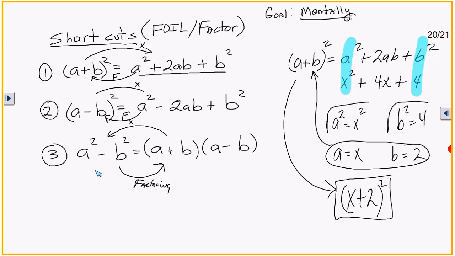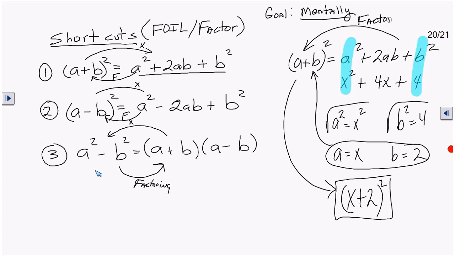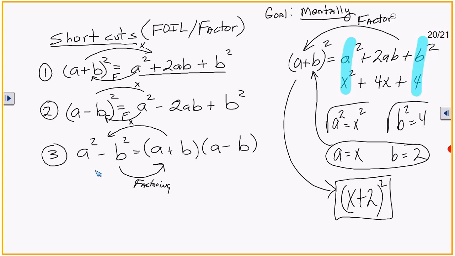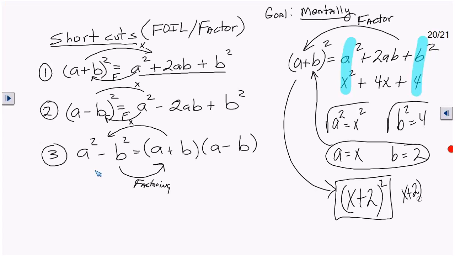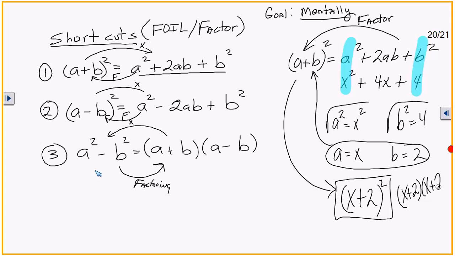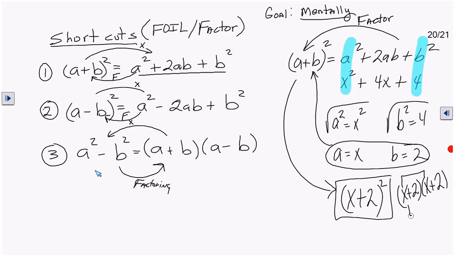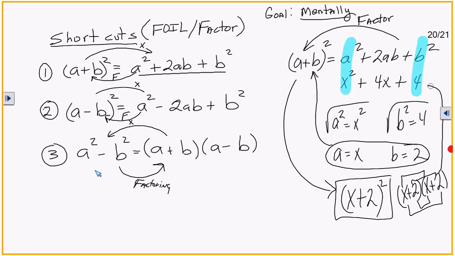Now, what did we do here? We took this and we went to here, and that's called factoring. So I factored that x squared plus 4x plus 4 into x plus 2 times x plus 2, and you can take your FOIL method and check it. And you should get that. Okay, so let's try another one.